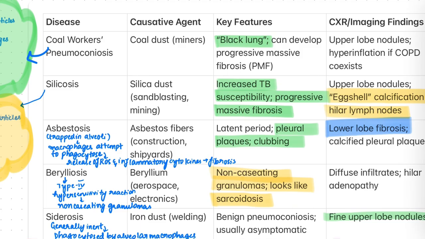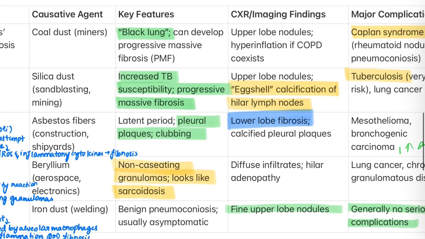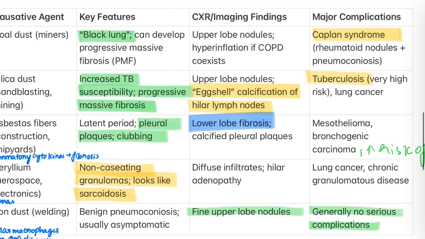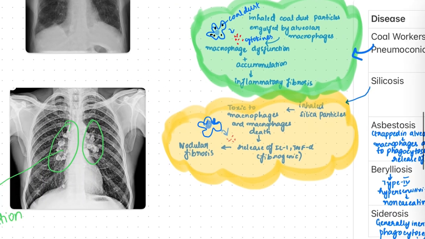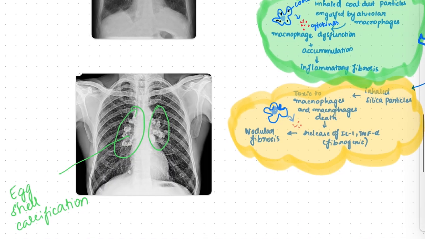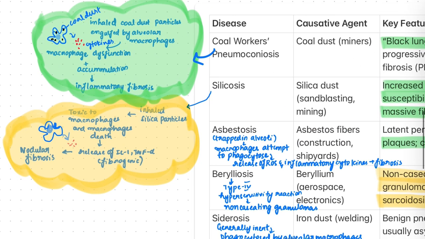On X-ray we can see upper lobe nodules similar to Coal Workers Pneumoconiosis, and the characteristic feature is eggshell calcification at the hilar lymph nodes. The major complication is a very high risk of tuberculosis and also risk of lung cancer. In this X-ray picture we can see eggshell calcification in silicosis.